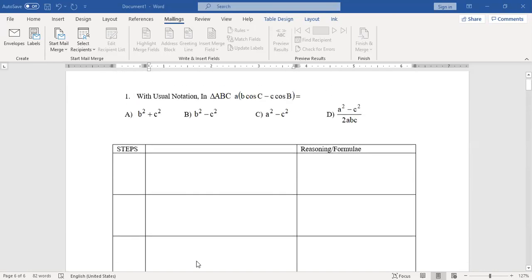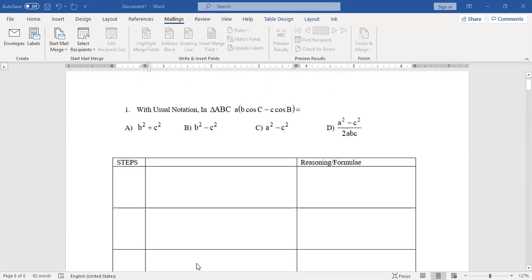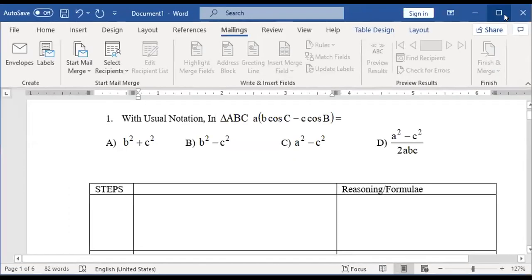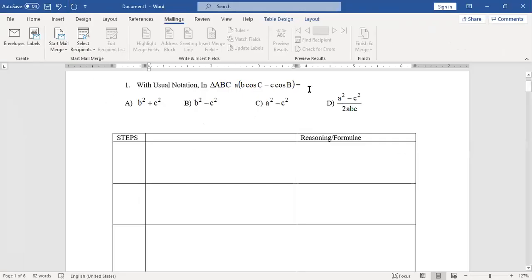Can you see my sharing? Yes. How to make it full screen? Okay. How to hide this? Okay, it's all right.